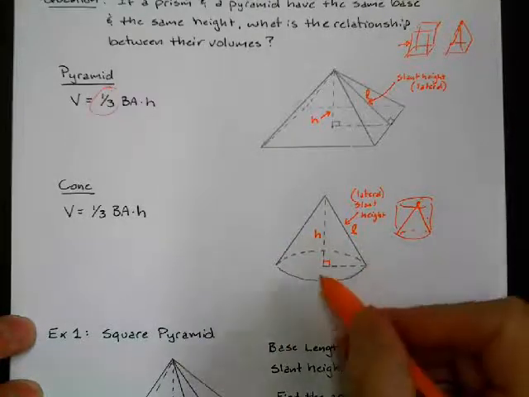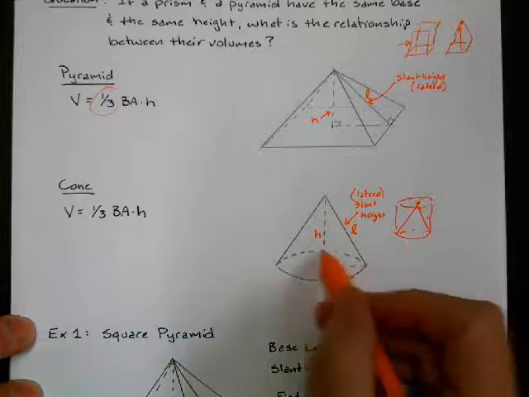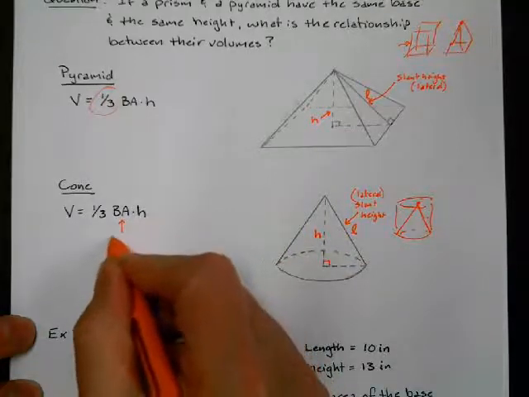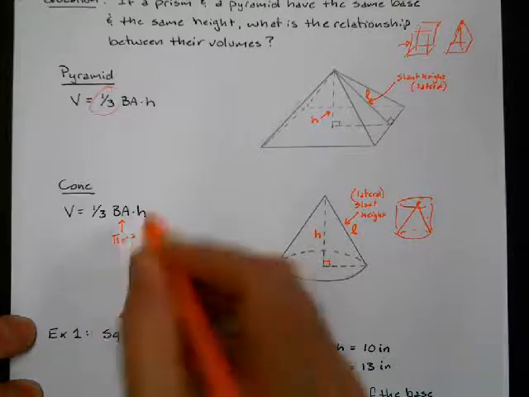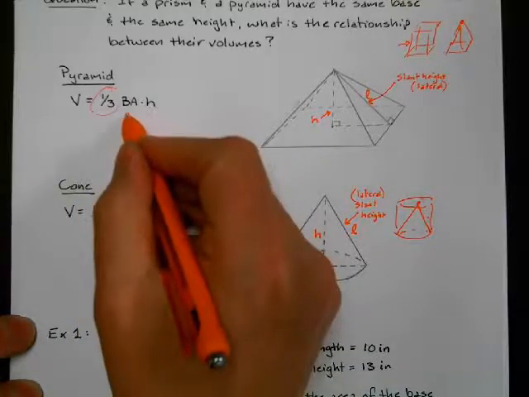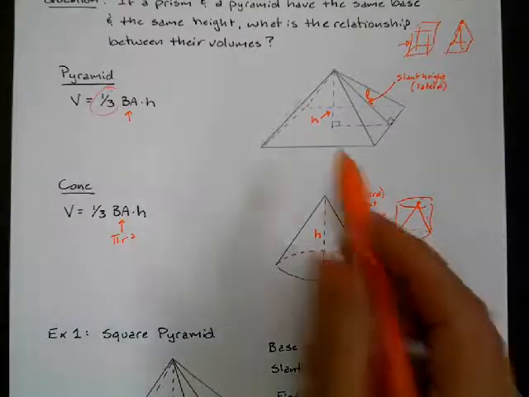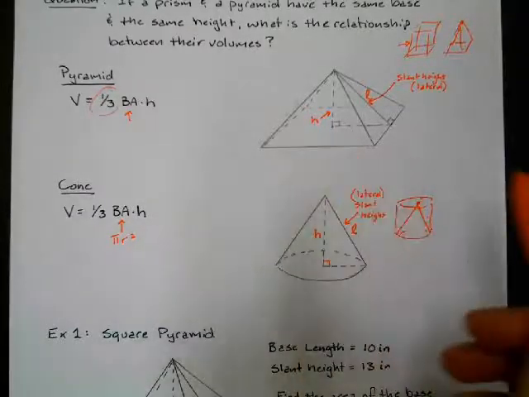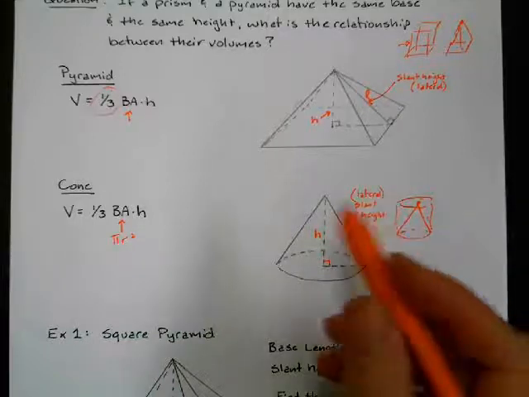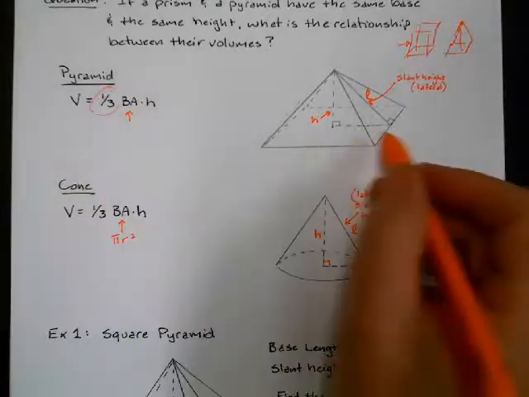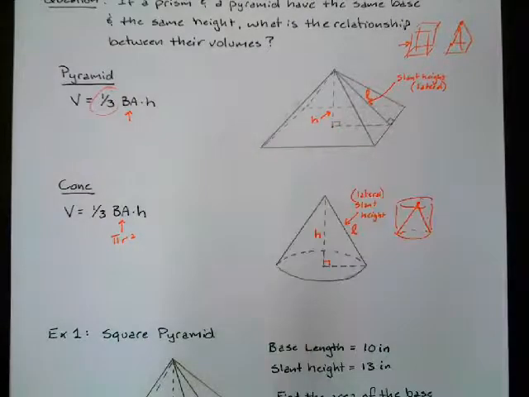Now, since a cone is kind of like a cylinder, the base area of the cone is always going to be pi r squared. Whereas the base area of a pyramid, well, it can be just about anything. You can have a triangle on the bottom. You can have a hexagon on the bottom. You can have a whole bunch of different shapes on the bottom. So the base area formula depends on what the shape of your base is.